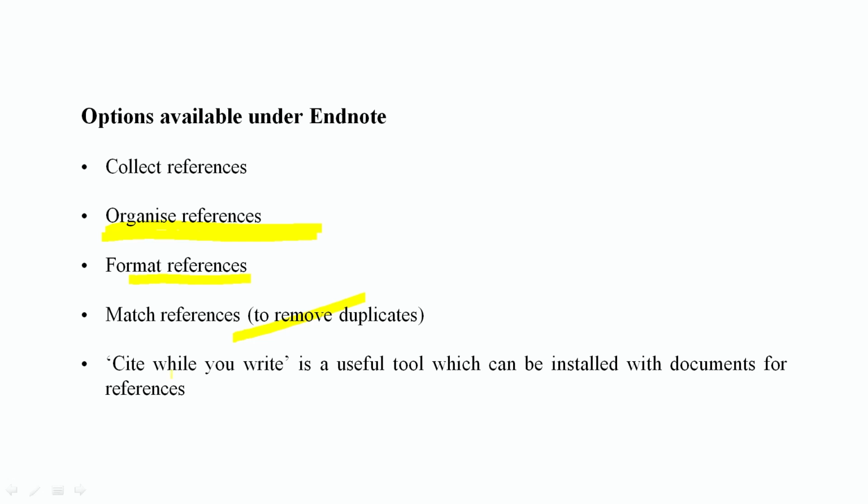And it also provides you a tool, the plugin Cite While You Write, which you can add to your MS Word document. So whenever you write an article, if you use this tool, it will help you to place the citations in the text and organize your references and bibliography at the end.